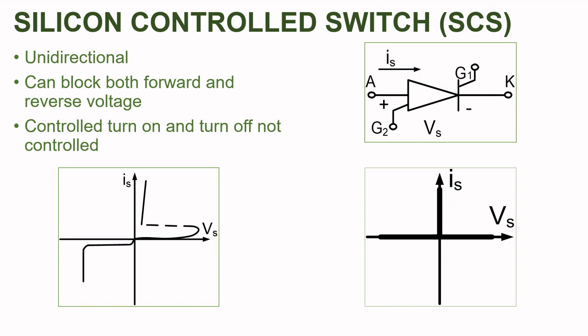The turn on process of silicon control switch can be controlled by giving electrical signal to the gate terminal, but the turn off process is not controlled. The VI characteristics of silicon control switch is somewhat similar to that of VI characteristics of SCR.